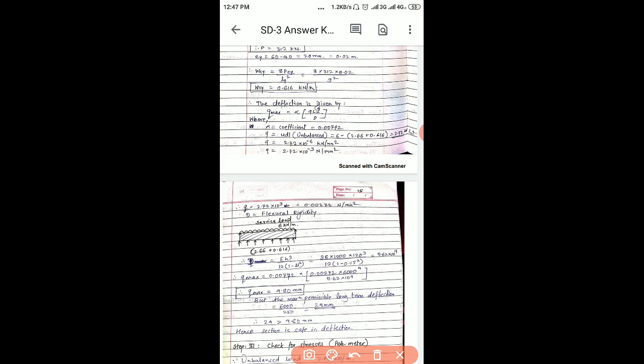kilonewton per meter. The deflection is given by alpha, it is there in IS code, IS 456. Q max is equal to alpha into Q Lx square upon D. Alpha is the coefficient 0.0772. This coefficient alpha is there in the IS code. Just go through it. You can find all those values.